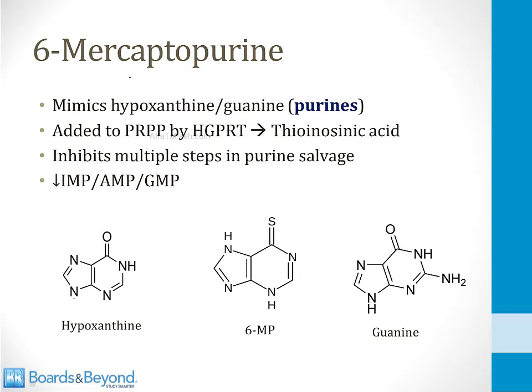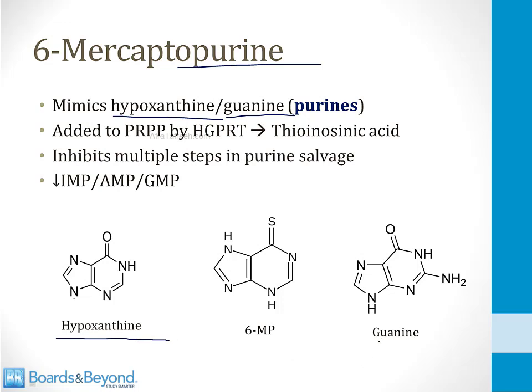Our next drug is 6-mercaptopurine, and this mimics the structure of the purine bases hypoxanthine and guanine. And if you forget that, it's got the word purine in the name of the drug to remind you. If you look at the bottom left side of the screen, shown is the structure of hypoxanthine. Hypoxanthine is a nitrogenous base. It is not found in DNA or RNA. It is an intermediate in synthesis of the purines guanine and adenine.